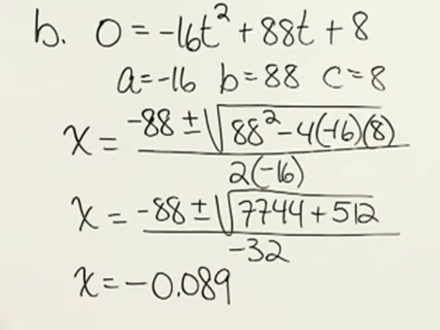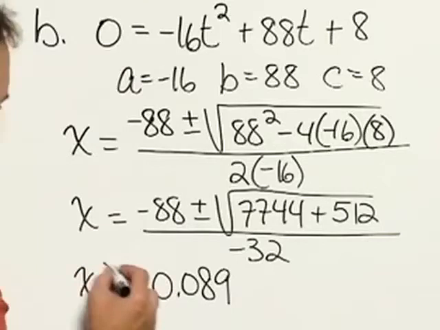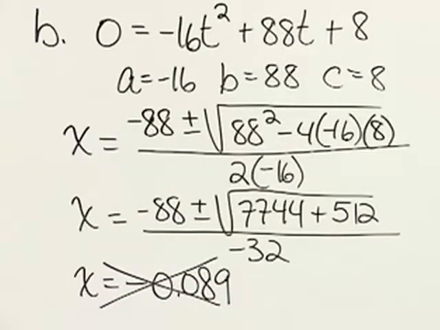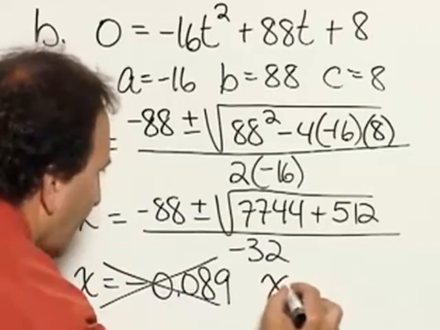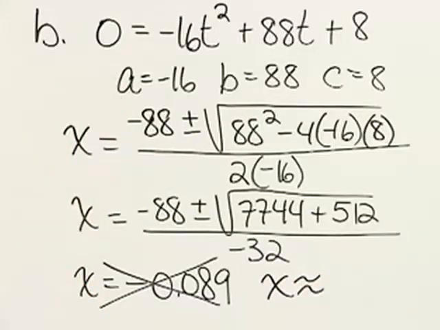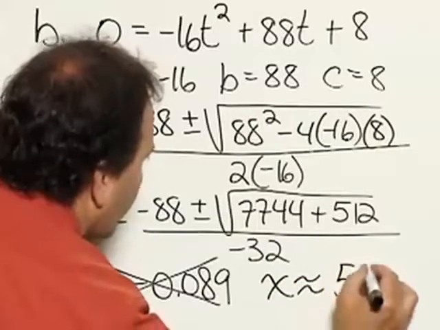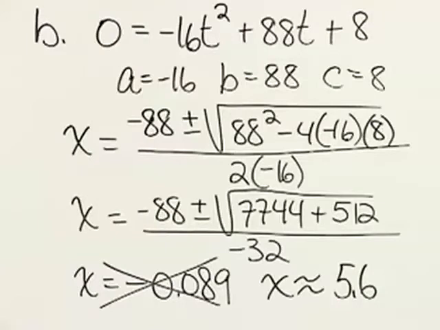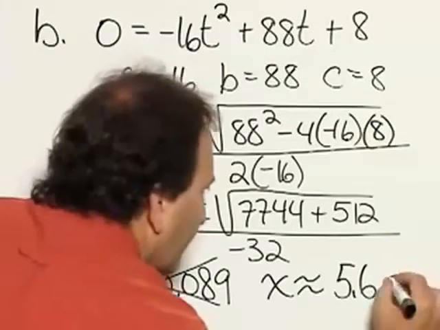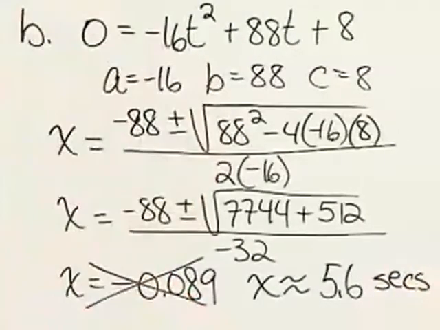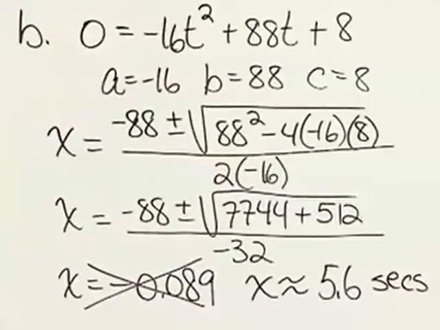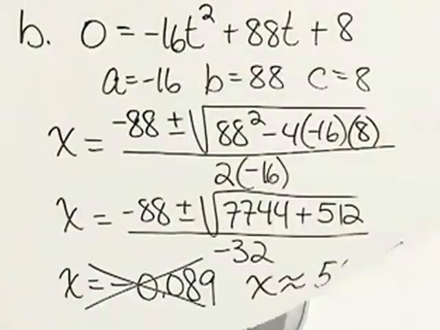0.089. Let's examine that. Well, that refers to, when we're solving for x, actually a time. And so therefore, a time that's negative does not make sense. The other value of x that we get, x is approximately equal to 5.6. And what that means is after 5.6 seconds, this stone would hit the ground.